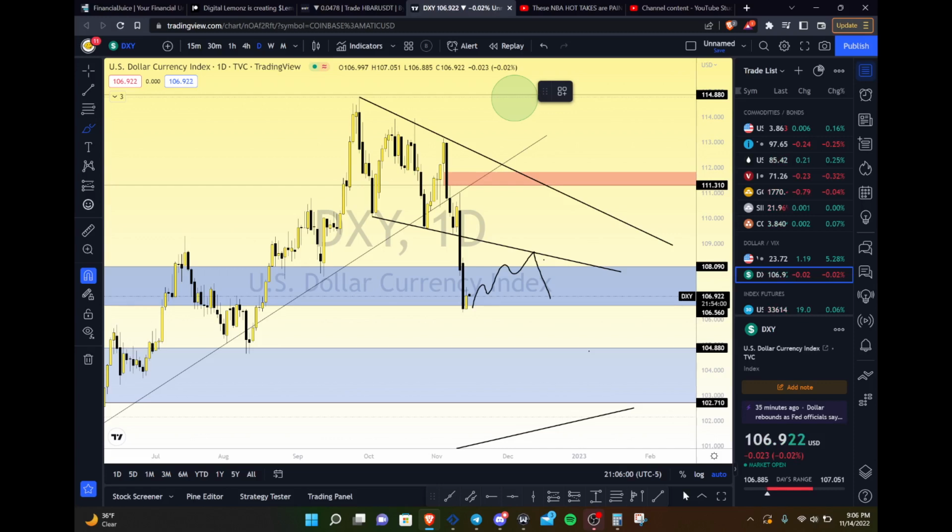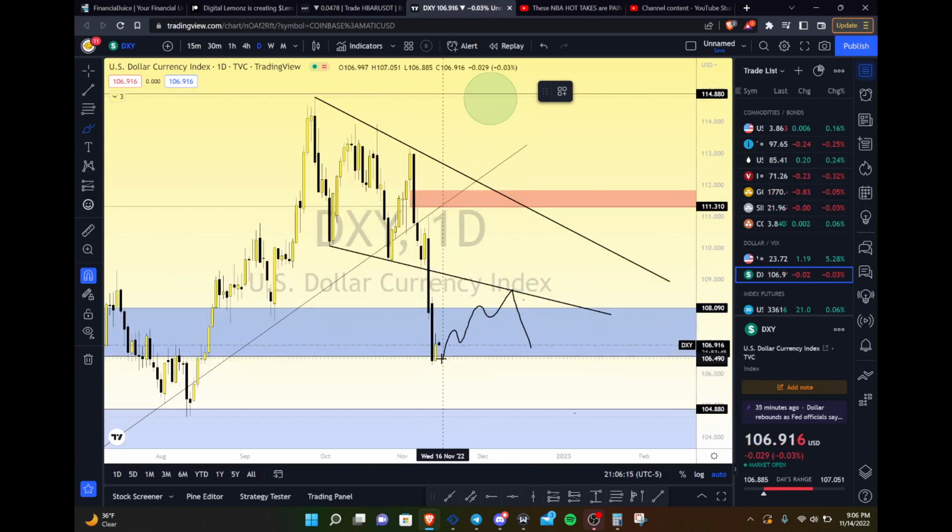All right, guys, let's hop into the chart. So let's start looking at the dollar. As we can see, we had that nice breakdown from this bullish structure, and now we're starting to trade within this zone between 108 to 106.5. And currently we had a nice little bounce from the bottom of the zone.